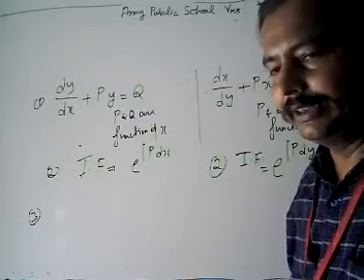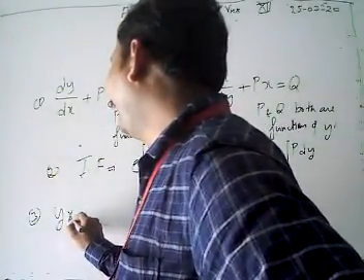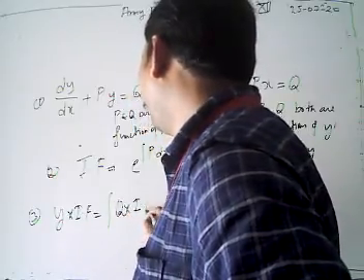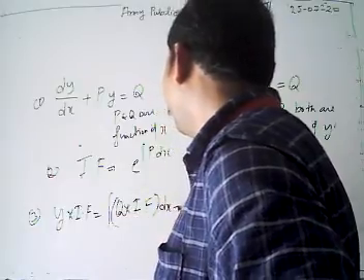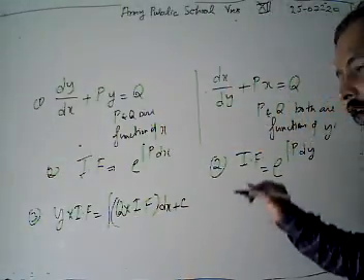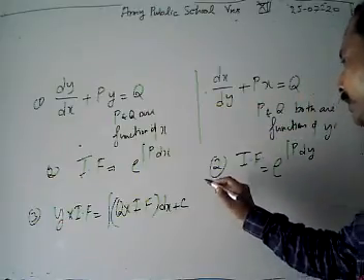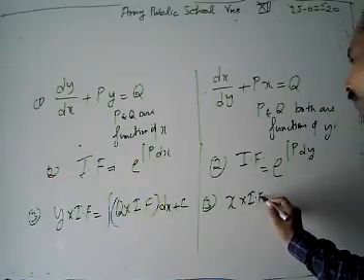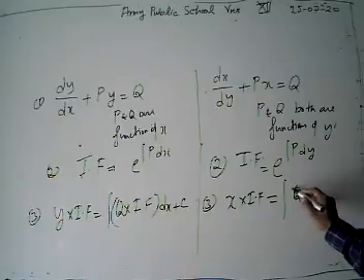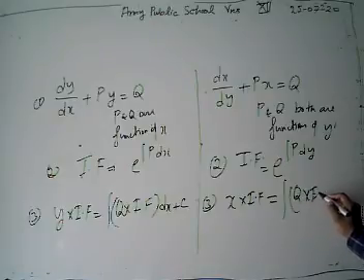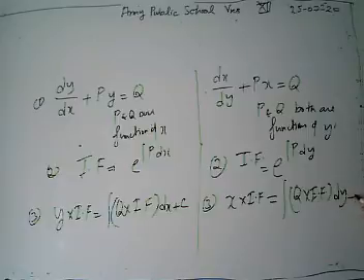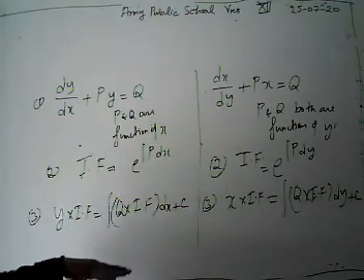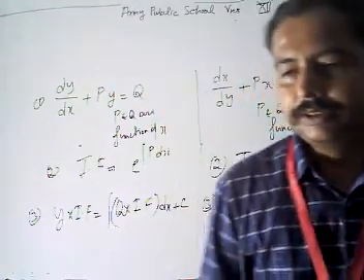Last, what is the solution? In the case of the first format, our solution is y into IF equal to integration of Q into IF dx plus c. And when we have the format dx/dy plus Px equal to Q, then the last step is x into IF equal to integration of Q into IF dy plus c.